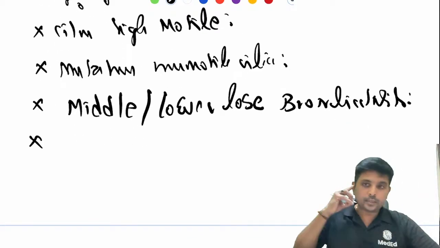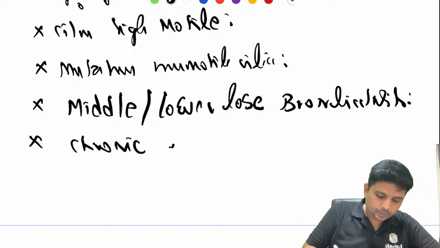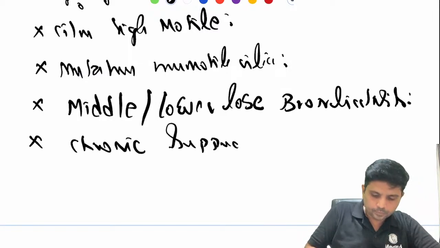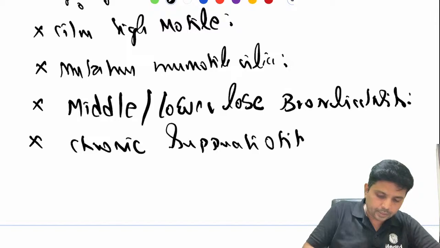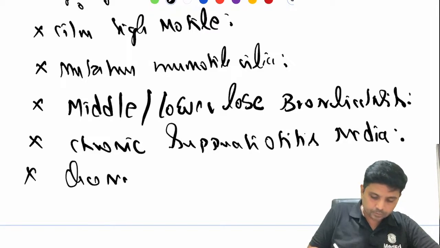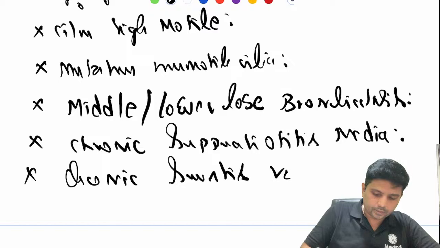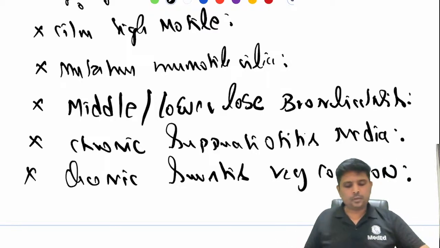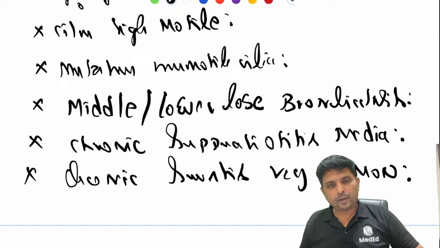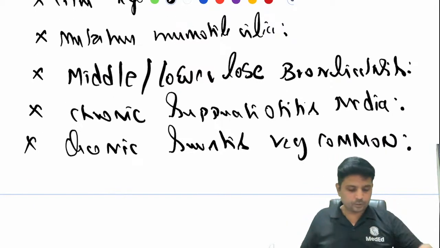Okay. Other things, ear discharge is very common. Chronic suppurative otitis media is very common. And then chronic sinusitis is very common. Okay, chronic suppurative otitis media, chronic sinusitis, middle or lower lobe bronchiectasis, very common.